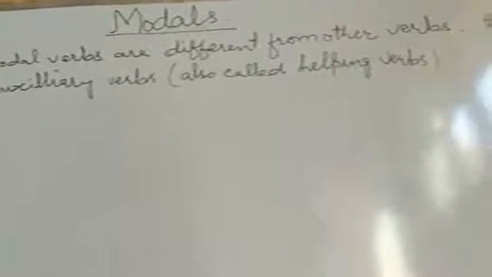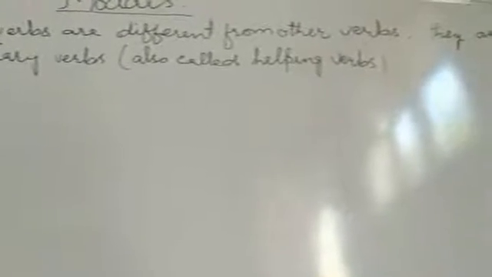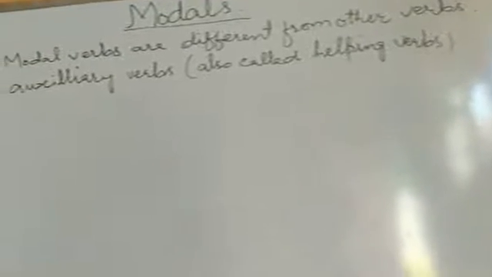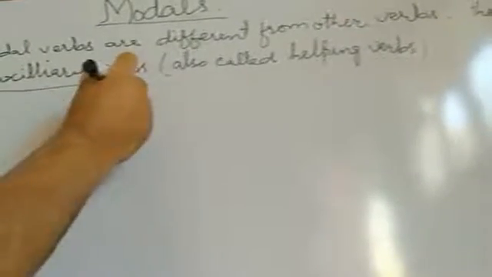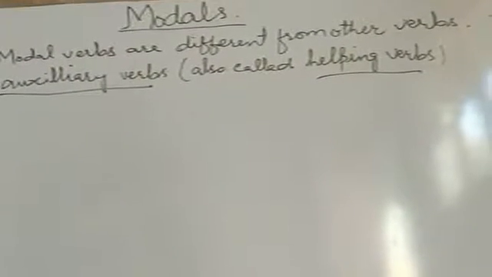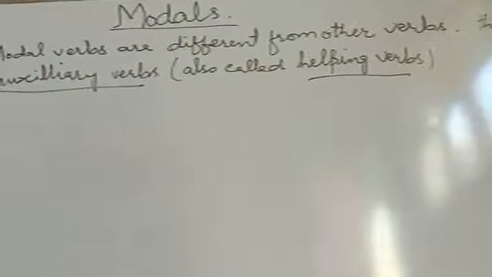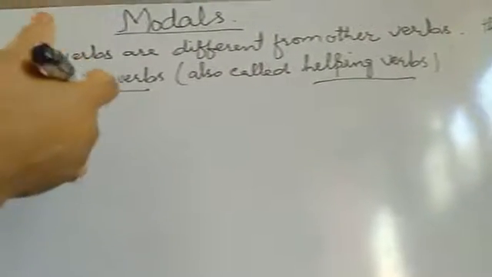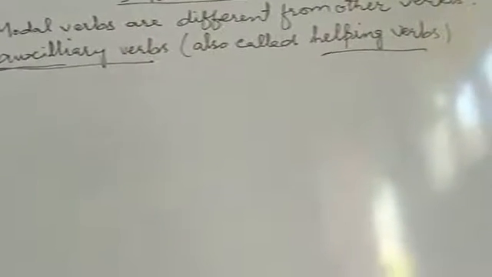Today we are going to learn about modals. Modal verbs are different from other verbs. Verbs show state or action, but these modals play a different role in a sentence. They are also known as auxiliary verbs or helping verbs. Why are they known as auxiliary verbs or helping verbs? Because auxiliary means providing supplementary or additional help and support. It provides supplementary or additional help and support to a sentence, right?